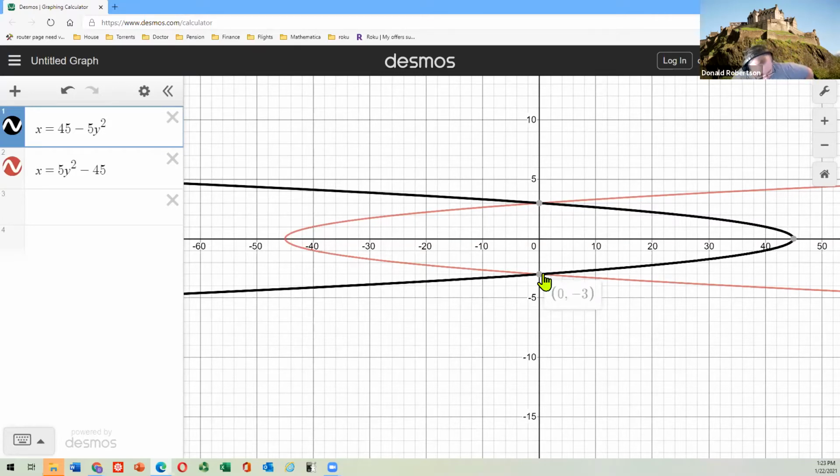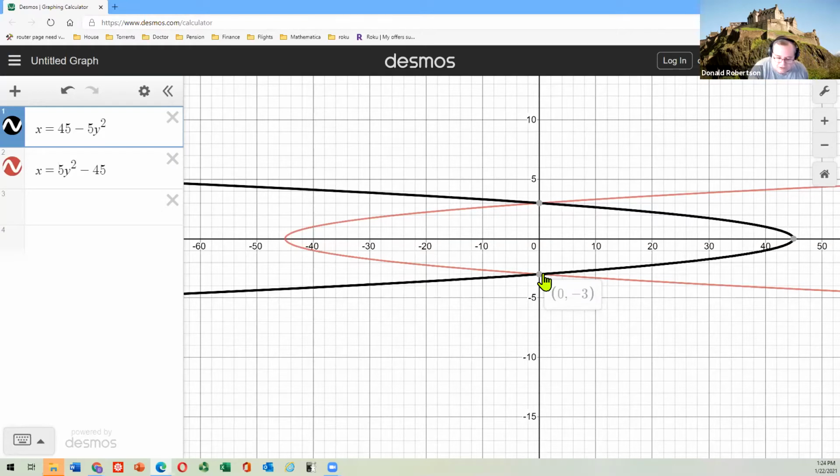Black or red? Who goes first? Black. And that happens to be 45 take away 5y squared. Subtract the red one, which is 5y squared, take away 45.